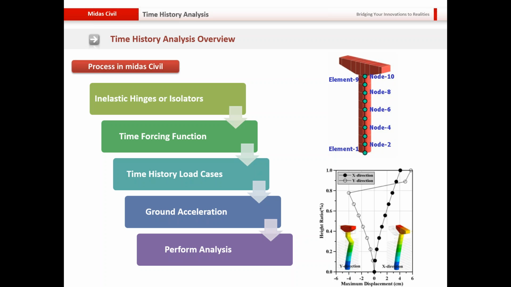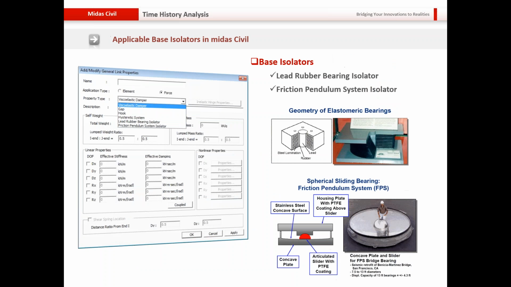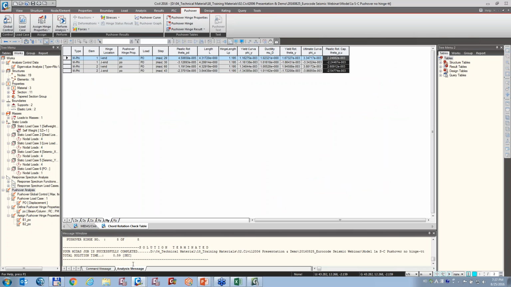So how to perform time history analysis? The procedure is not that complex in Midas Civil. We can consider the inelastic hinge or isolator first, and then the time forcing function can be specified, and the time history load case will be defined, with ground acceleration, then finally perform time history analysis. So let's see with the program for that.